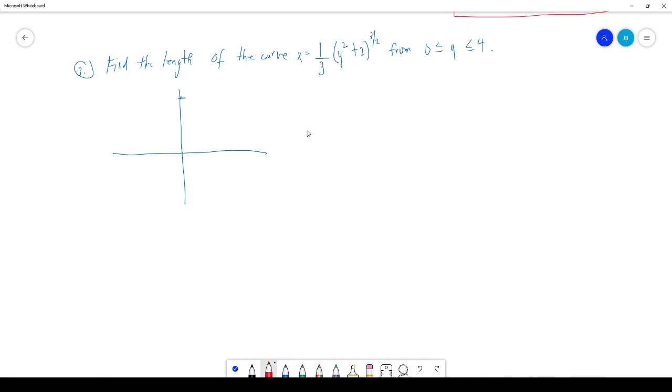Find the length of the curve x equals 1/3 y squared plus 2 raised to 3 halves from 0 to 4. So, this one, we require dx over dy. And maybe, let's not be technical about my graph. So, from 0 to 4 there is a curve here. So you are going to find the length of the curve given there.